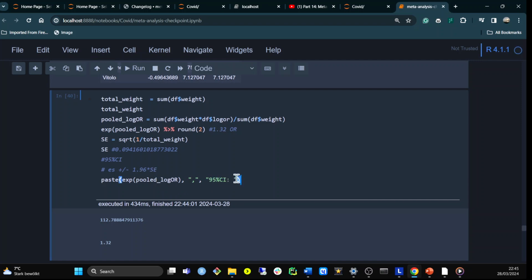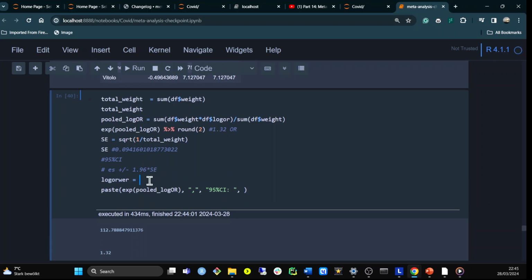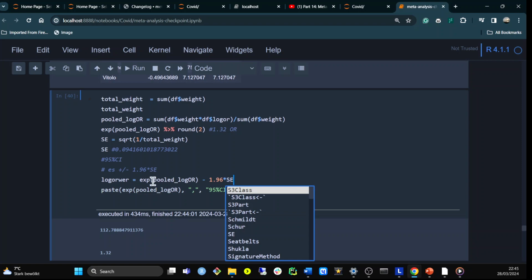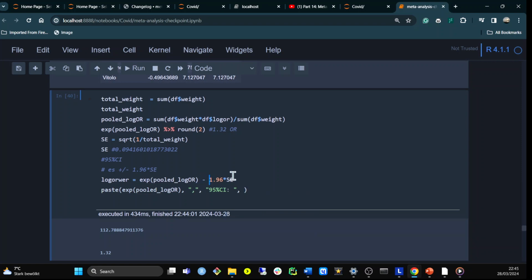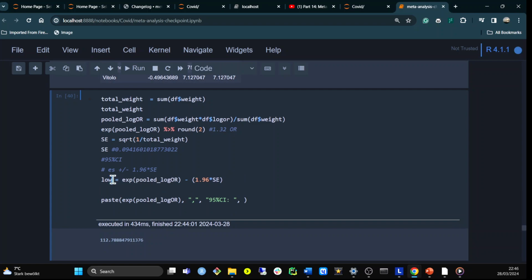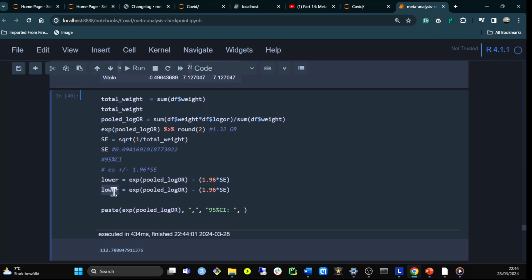And then the next one I will calculate the lower bound. Maybe I do it here. The lower side of the confidence interval would be this minus 1.96 times the standard error. That's my lower bound. And maybe I put this one in brackets so it doesn't get confusing. Then the next one is upper. Let me call this lower and the other one upper. I will simply take this and change a few things. Upper, then I call this plus.